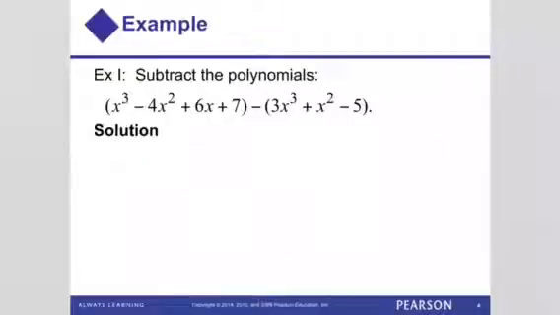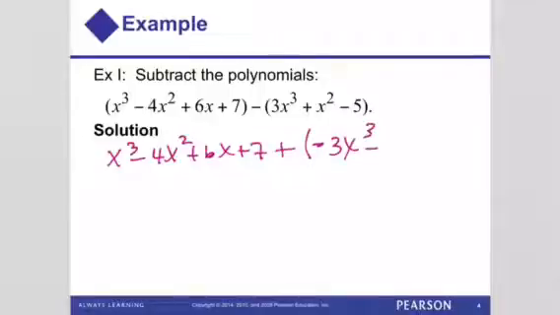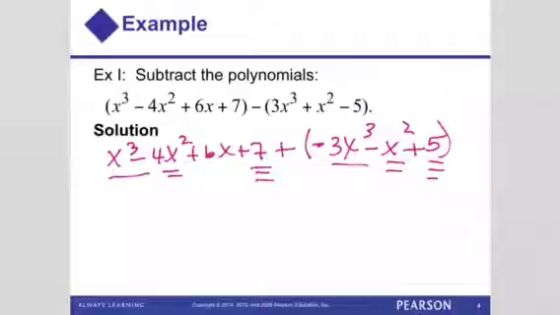So, in order to subtract the polynomial, we have to add its opposite. So, I'm going to take the first polynomial, and I'm going to add its opposite. So, its opposite is negative 3x cubed minus x squared plus 5. Okay, and now I'm going to do the usual with like terms. Those are like terms. Those are like terms. And those are like terms. So I add the like terms in order to subtract my polynomial. So I'm going to pause and do that. You do it also, and we'll see if we get the same thing.